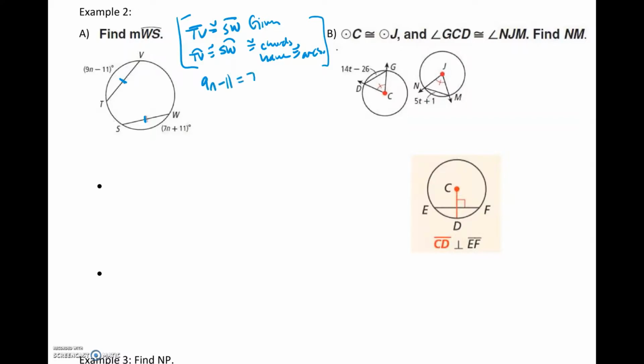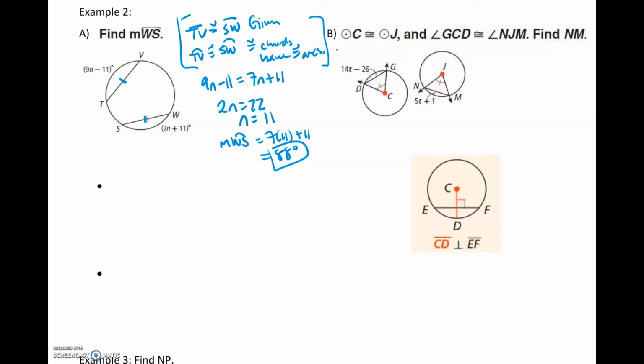9n minus 11 equals 7n plus 11. Do your inverse operations. 2n equals 22, n equals 11. And then we want the measure of arc WS, which is 7 times 11 plus 11, or 88 degrees. Remember, you can always check by plugging that 11 back into TV as well, because our arcs should be congruent.